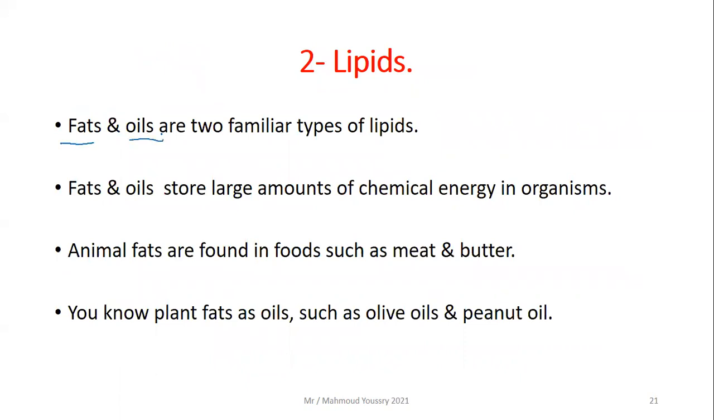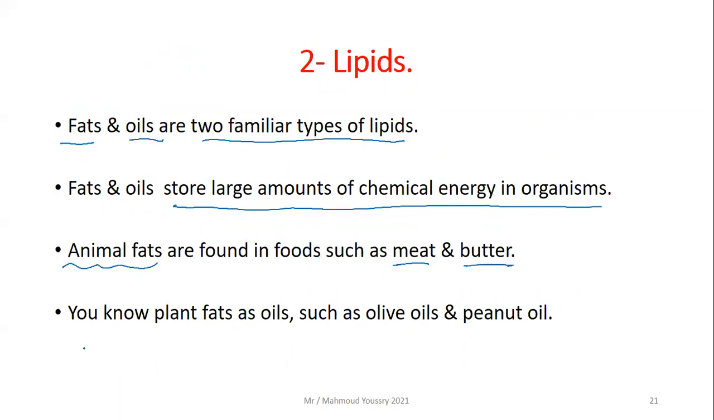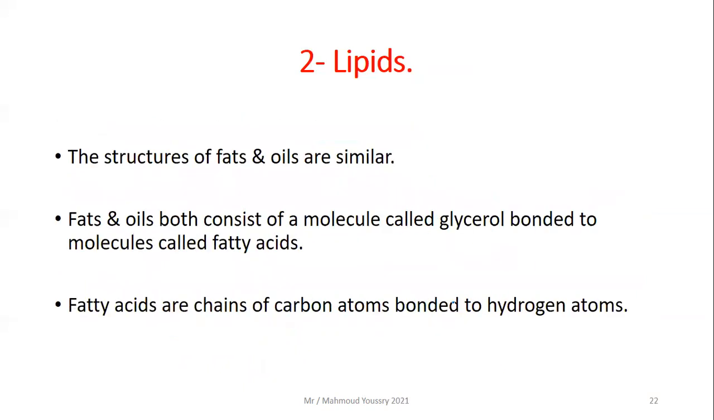Fats and oils are two familiar types of lipids. We all know them. Fats and oils store large amounts of chemical energy in organisms. Animal fats are found in foods such as meat and butter. You know plant fats as oils, such as olive oil and peanut oil. The structures of fats and oils are similar. They both consist of a molecule called glycerol, and this is very important, bonded to molecules called fatty acids.